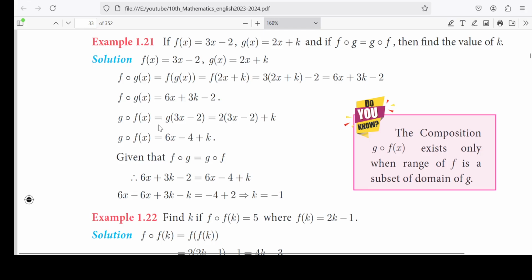In this video, we'll be solving the problem example 1.21.